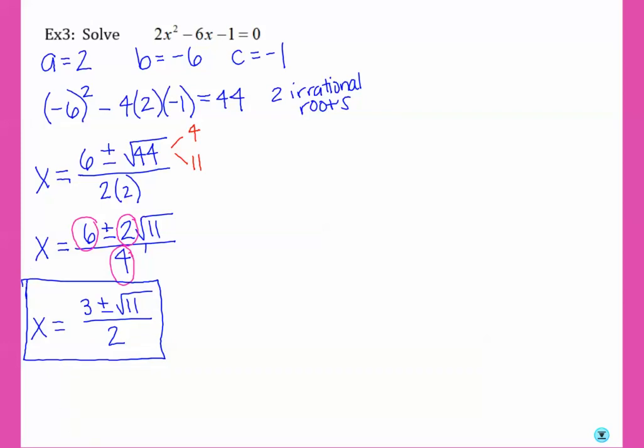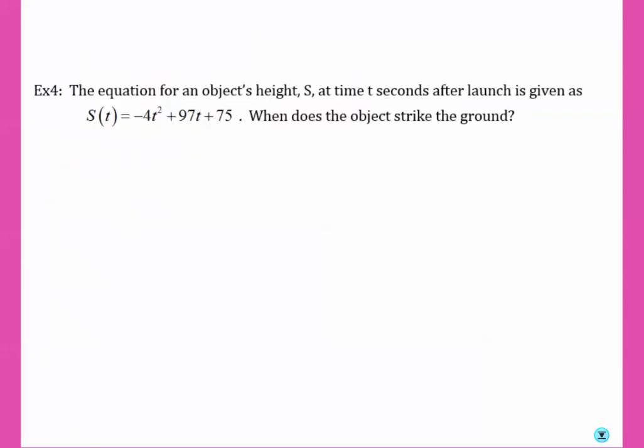All right, now time for our word problem. The equation for an object's height, s, at time t seconds after a launch is given by this equation. S of t equals negative 4t squared plus 97t plus 75. When does the object strike the ground?